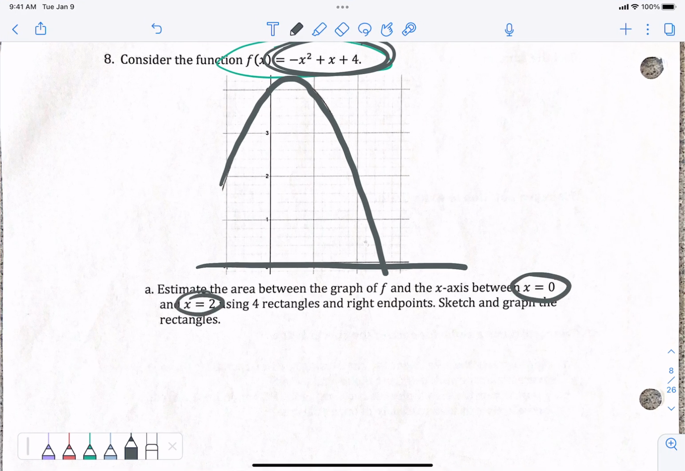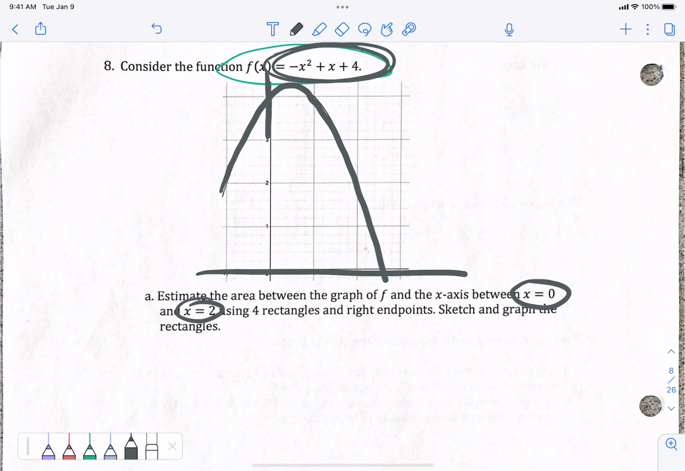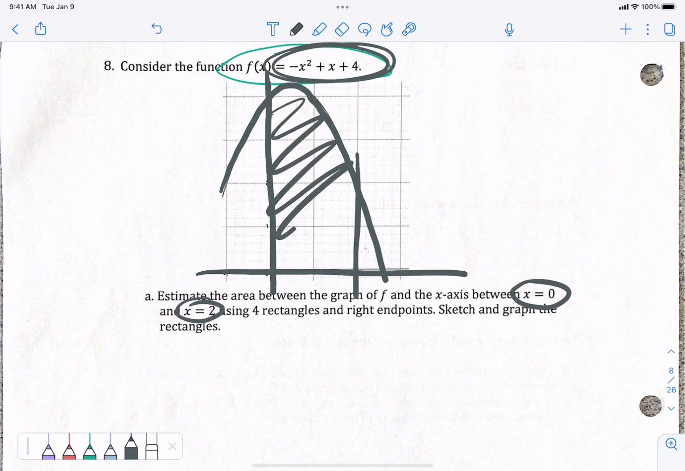So x equals 0 is here, x equals 2 is here. So the area that we're trying to find is this bit right here. It's saying not the tails on the side, not forever going down the parabola. It's only the x-axis, those 2 things, and the parabola. So we're trying to find that area right there.